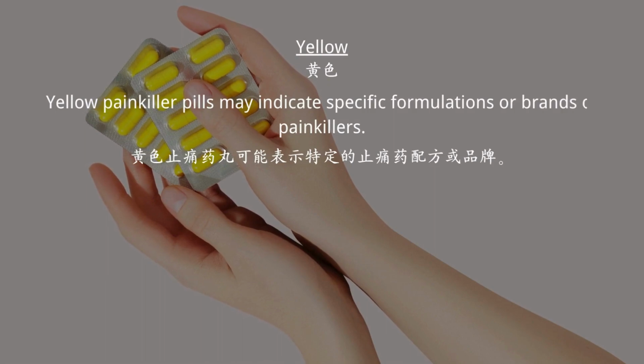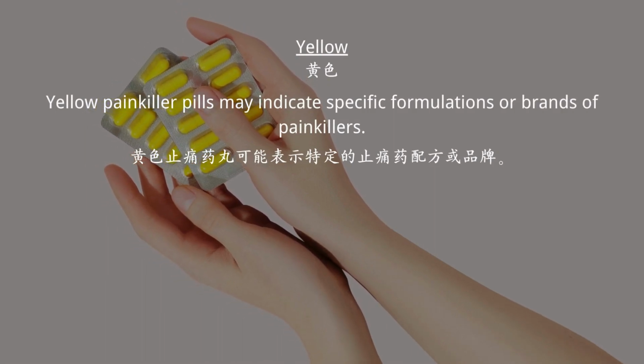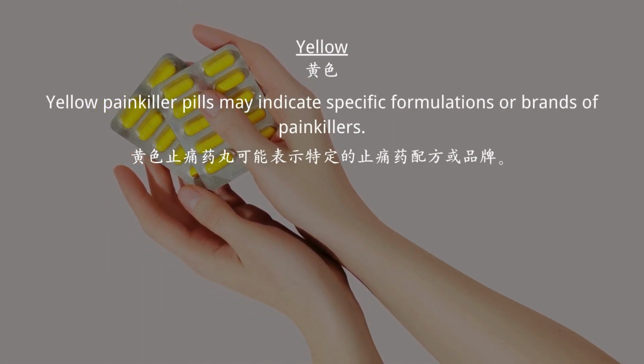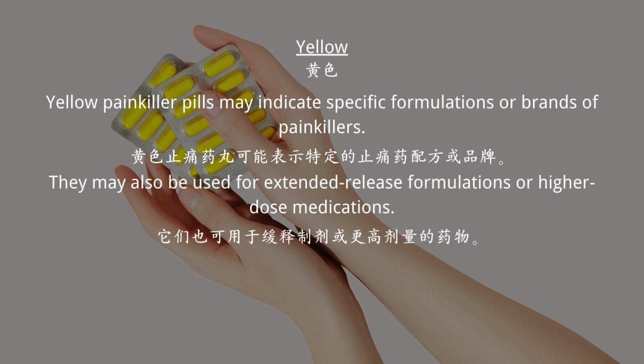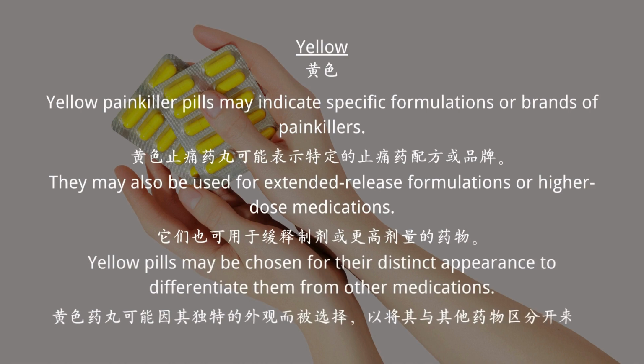Yellow painkiller pills may indicate specific formulations or brands of painkillers. They may also be used for extended-release formulations or higher-dose medications. Yellow pills may be chosen for their distinct appearance to differentiate them from other medications.